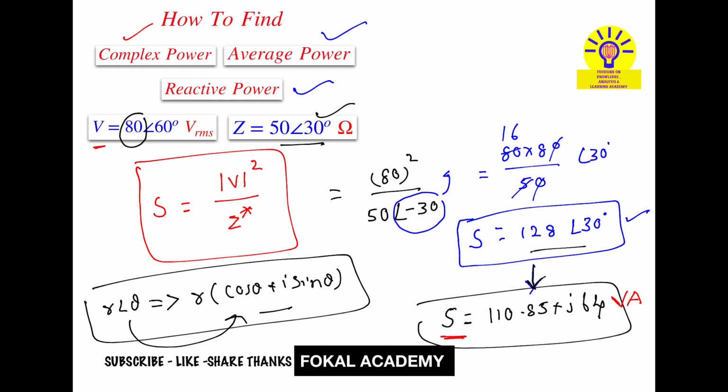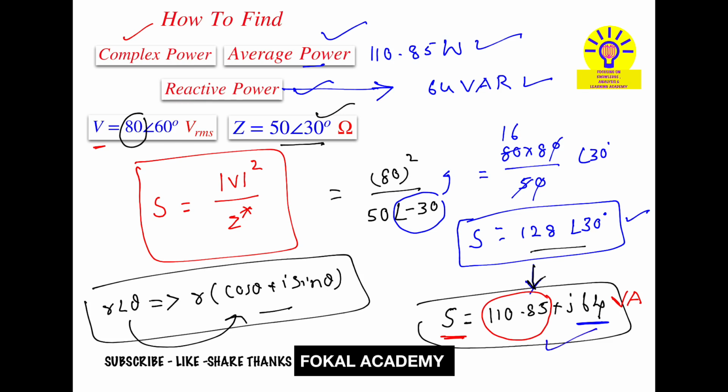Now how can you find the average power and reactive power? So average power is nothing but the real part of complex power, that is 110.85. Average power units are watts. So this is the average power. Now what is the reactive power? So reactive power is nothing but the imaginary part, that is 64. Units are var. So this is the reactive power, this is average power, and this is complex power in complex number form and in phasor form.